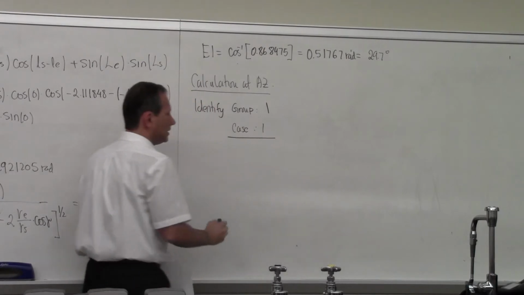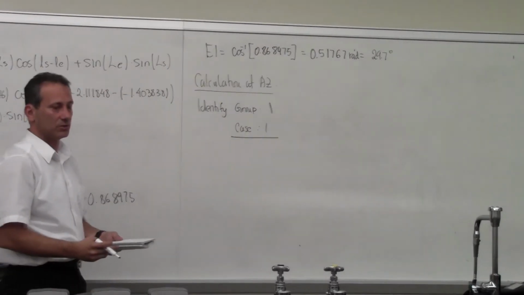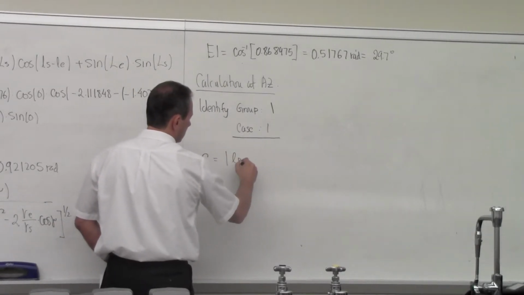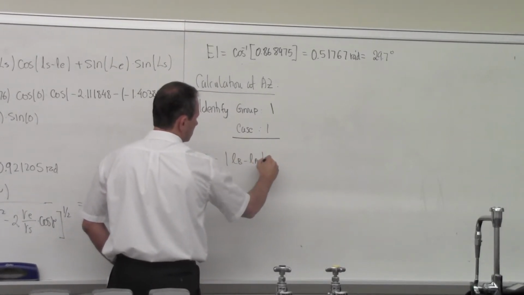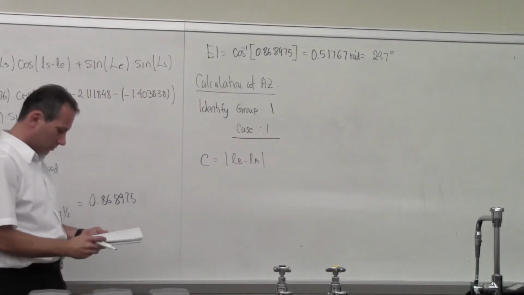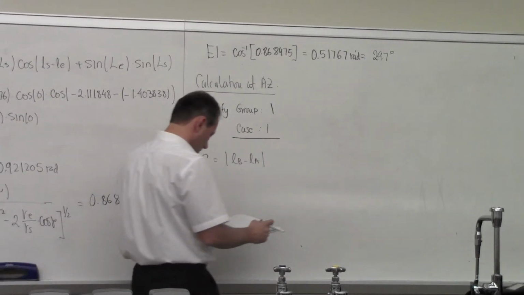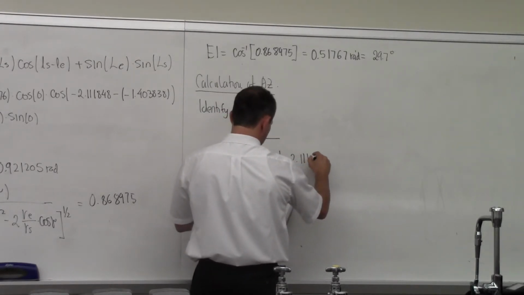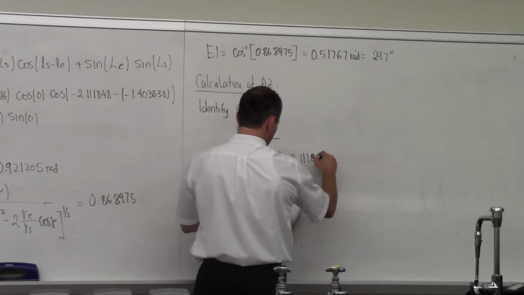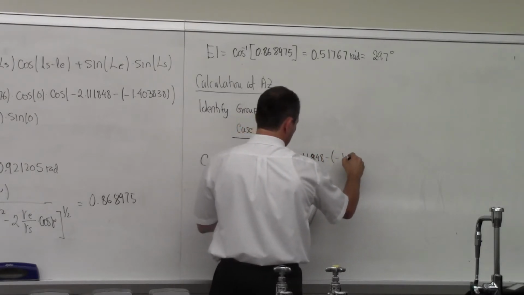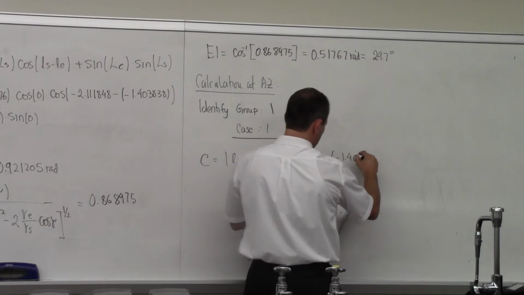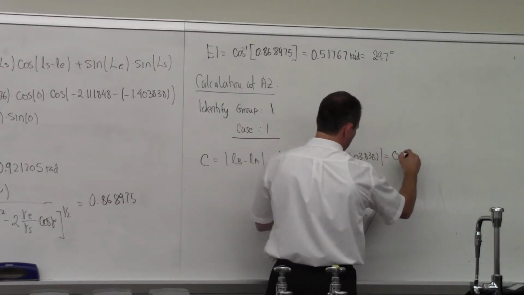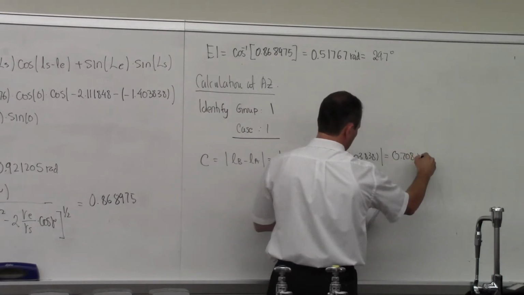And then there are some calculations that you just execute. First, you calculate C, which is LB minus LA, just the absolute difference between the two longitudes. So in this case, this is minus 2.114848 minus 1.403, and this gives you 0.708 radian.